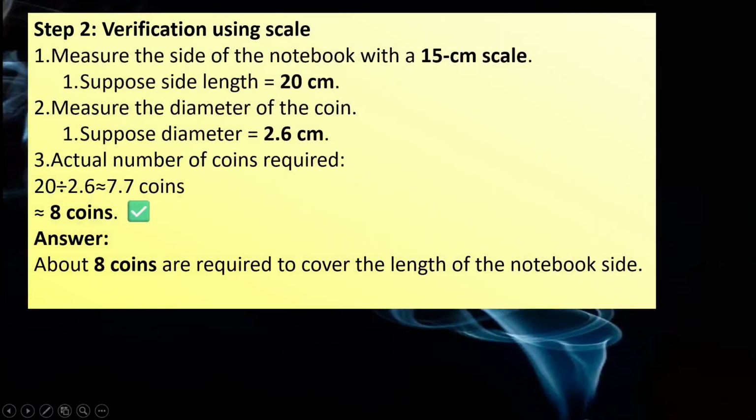In another step, second step, verification using scale. First step, measure the side of the notebook with a 15 centimeter scale. Suppose the side length is 20 centimeter. Then measure the diameter of the coin, that is approximately 2.6 centimeter. The actual number of coins required is 20 divided by 2.6. You will get the answer 7.7 coins, approximately 8 coins. Answer is about 8 coins are required to cover the length of the notebook side.